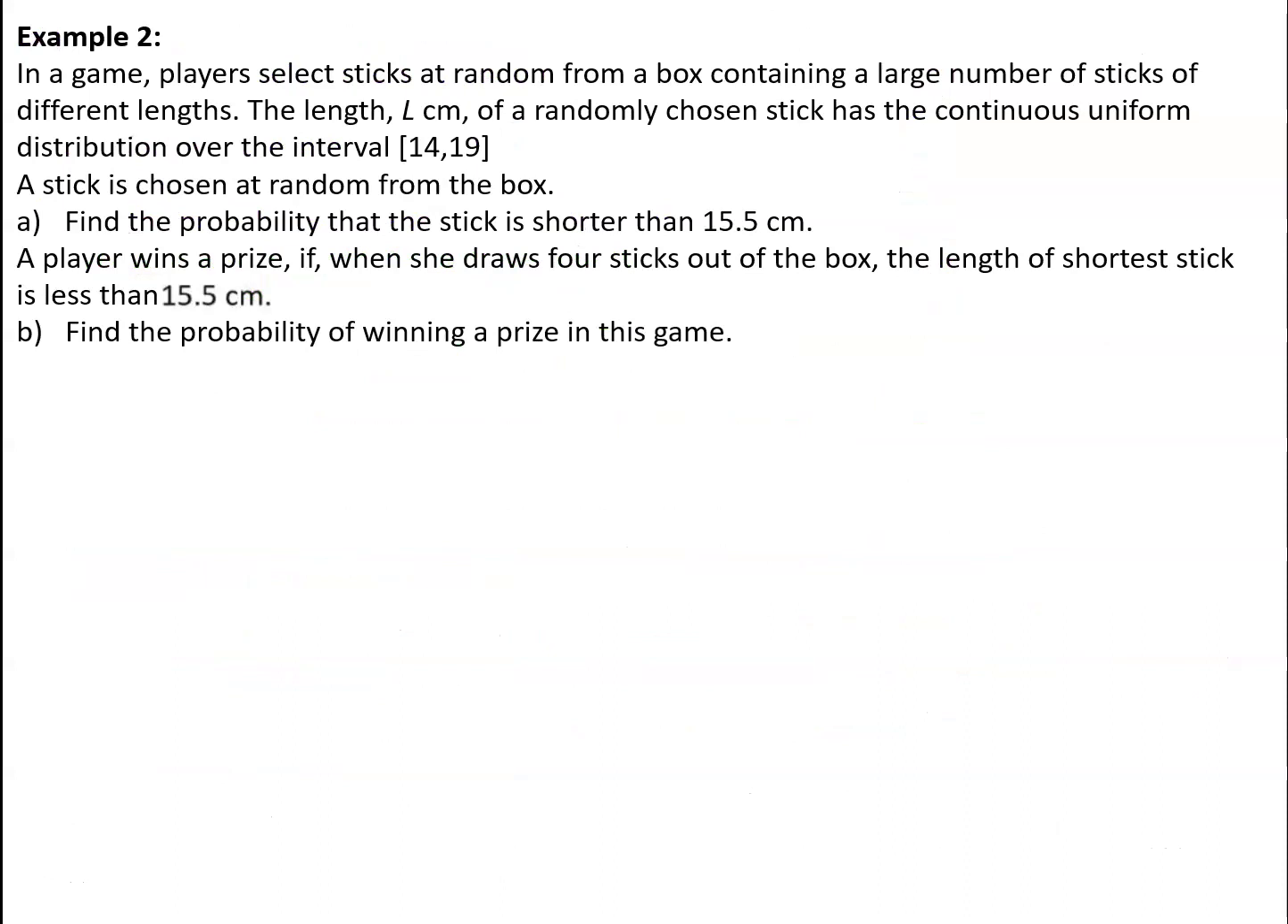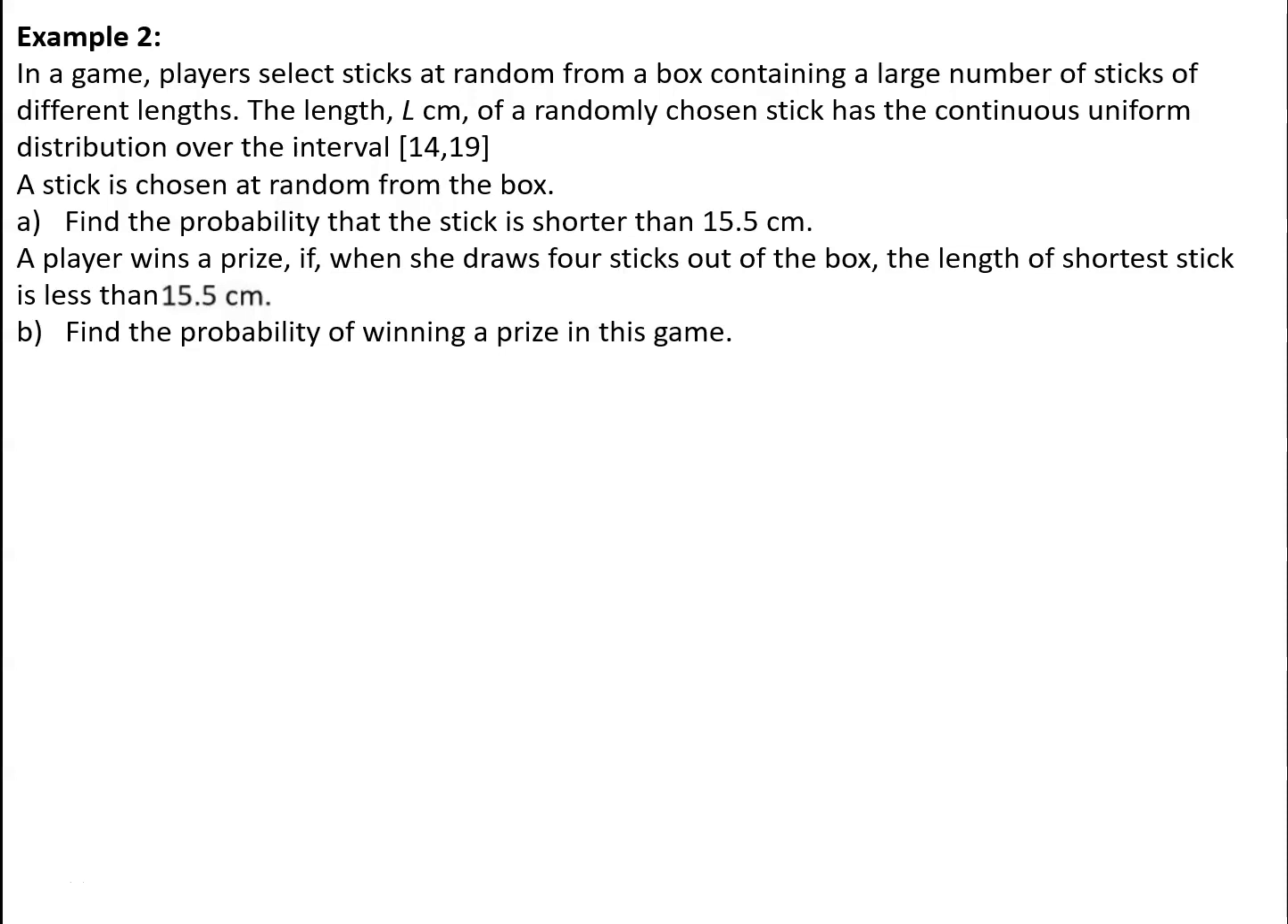In a game, players select sticks at random from a box containing a large number of sticks of different lengths. The length L of a randomly chosen stick from this box has the continuous uniform distribution over the interval 14 to 19. A stick is chosen at random from the box. The first thing we've got to do is find out the probability that the stick is less than 15.5 centimeters long.